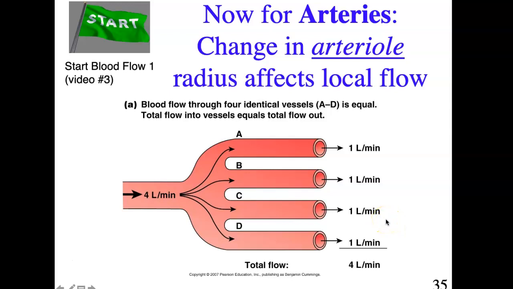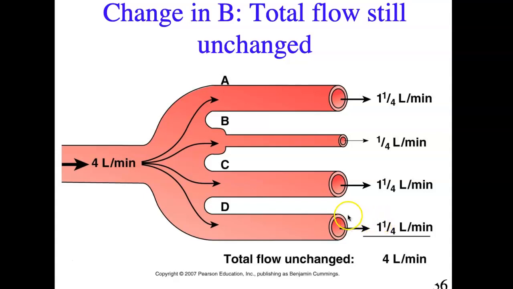Or we could have a change in B, for example. And here is vasoconstriction. So this is narrowed. And then blood isn't able to enter at the same speed here, and it will back up and go out through A or C or D. So the change here in B, it's dropped down to about 1/4 liter per minute, whereas the other ones have increased by 1¼ liter per minute in each one of them, still adding up to a total of 4, but we've redistributed that blood.